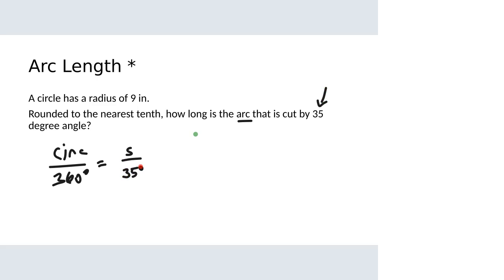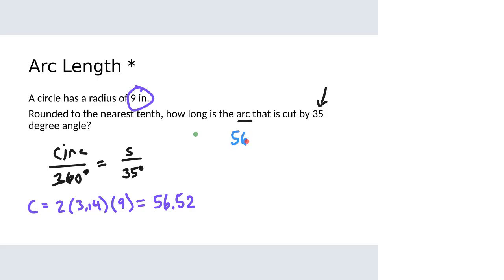First thing I'll have to do is find the circumference. Circumference is going to be 2 times pi times the radius, which I was told is 9. So 2 times 3.14 times 9 is 56.52. And now I can set up my proportion.